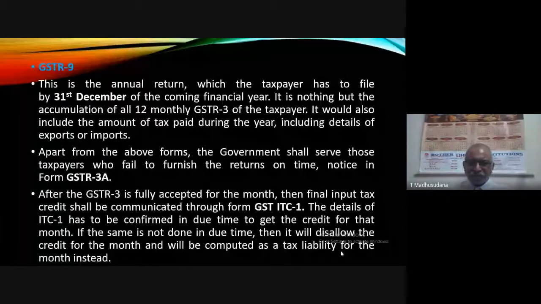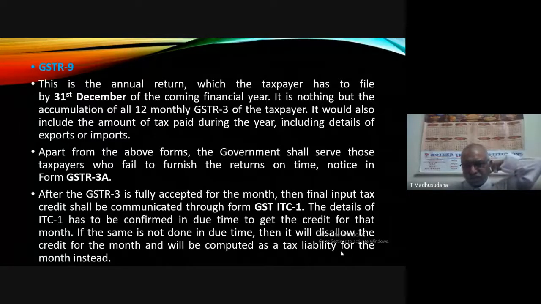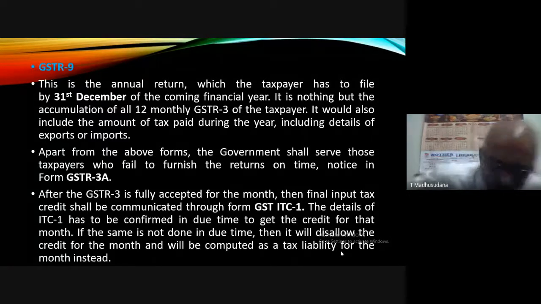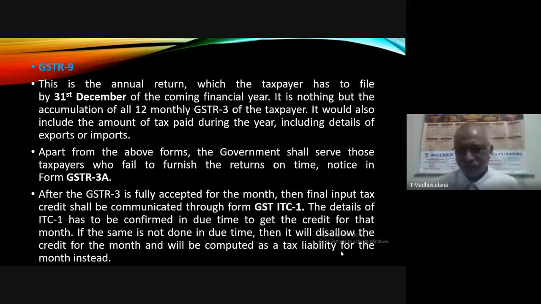The details of ITC have to be confirmed in due time to get the credit for that month. So the government will communicate the input tax credit details in GST ITC 1, which is to be confirmed by the customer or the supplier. If the same is not done in due time, then it will disallow the credit for the month and it will be computed as a tax liability for the month instead.